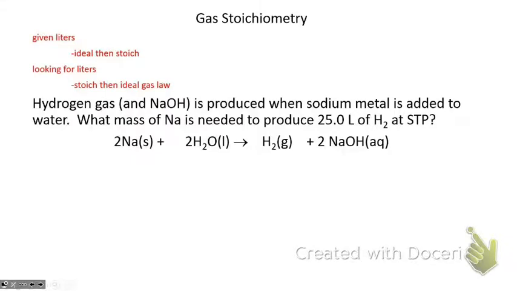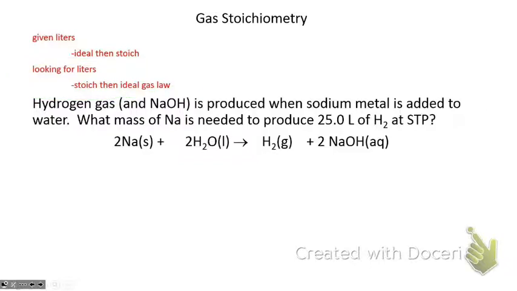Okay, gas stoichiometry. Again, there are two different types of problems that you can get with this. I like to focus my students on looking at liters. If you're given liters, you're going to start with the ideal gas law and then use stoichiometry to get to your final answer. Or you could be looking for liters, in which case you would do the opposite. You would start with stoichiometry and then use the ideal gas law.